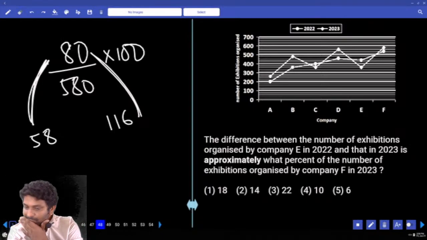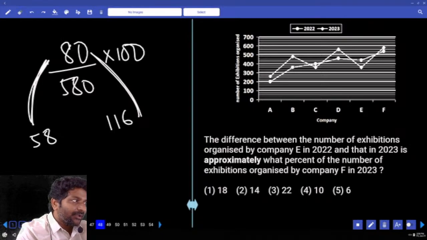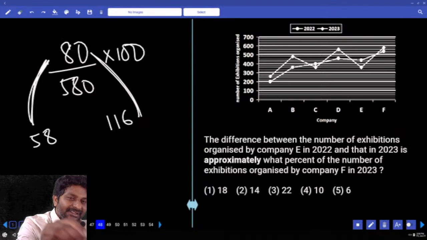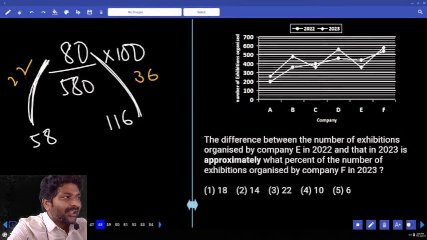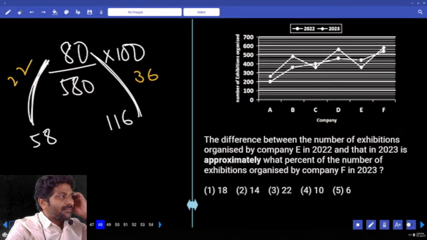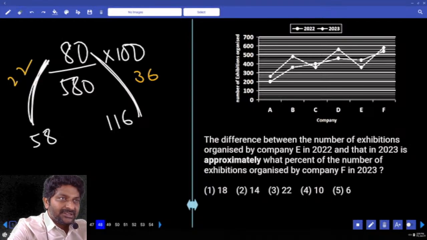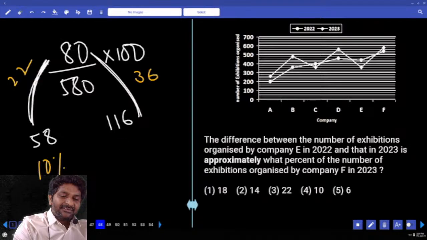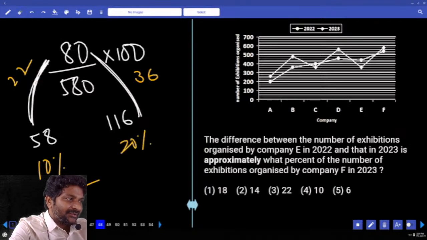Just identify the difference. What is the difference between these two? 36. Now tell me, 80 is closer to which number? 58. So the answer must be less than 15%. This is 10%, this is 20%, right? It should be less than half, that means it should be between 10 and 15. Understood?